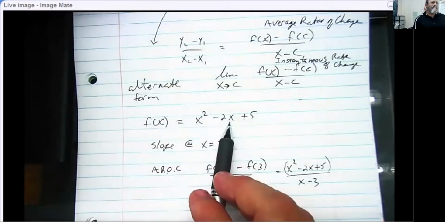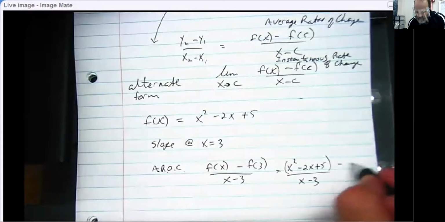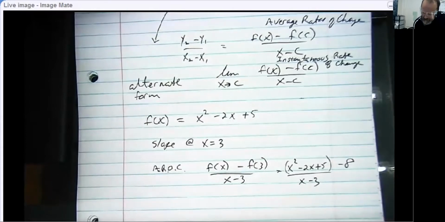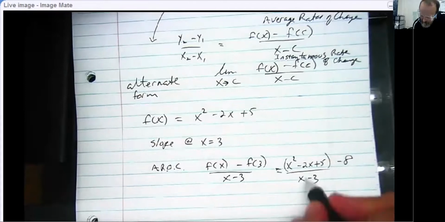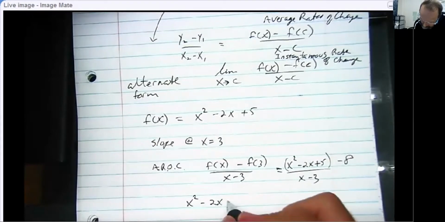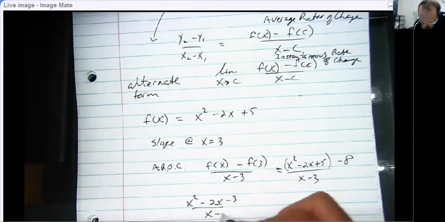9 minus 6 plus 5 is 8, right? I was looking at my notes and I wrote 8 and I was thinking something different. Anyway, I got this idea. But if I've done it right, this should do something. So let's just see what happens. That's x squared minus 2x minus 3 all over x minus 3.